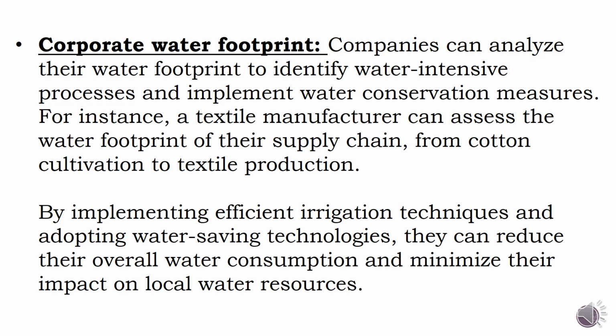Next example is corporate water footprint. Companies can analyze their water footprint to identify water intensive processes and implement water conservation measures. For instance, a textile manufacturer can assess the water footprint of their supply chain from cotton cultivation to textile production. By implementing efficient irrigation techniques and adopting water saving technologies, they can reduce their overall water consumption and minimize their impact on local water resources.